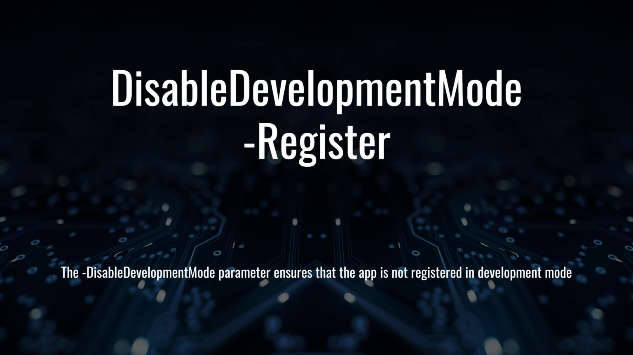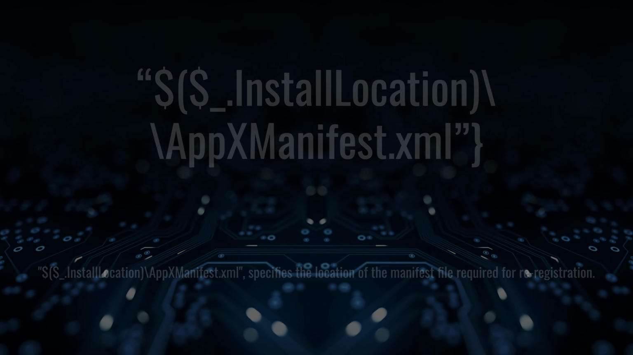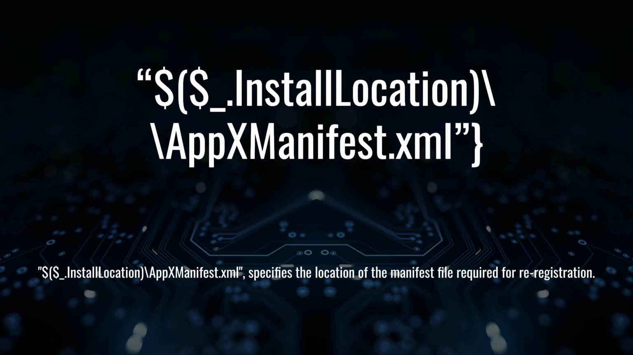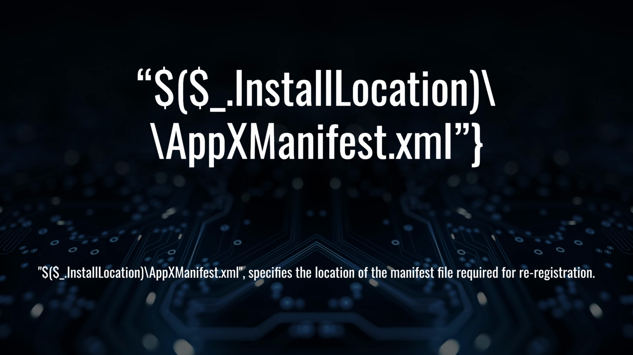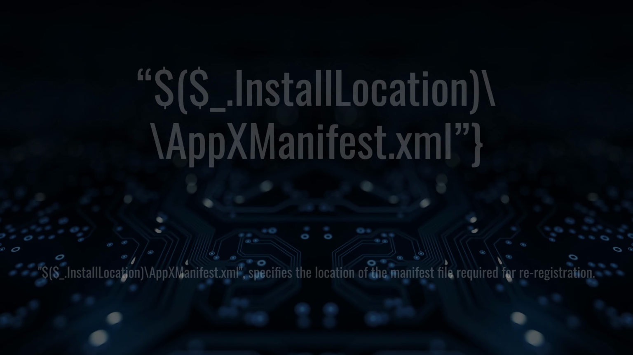The DisableDevelopmentMode parameter ensures that the app is not registered in development mode, and the final part, $_.InstallLocation\AppXManifest.xml, specifies the location of the manifest file required for re-registration.